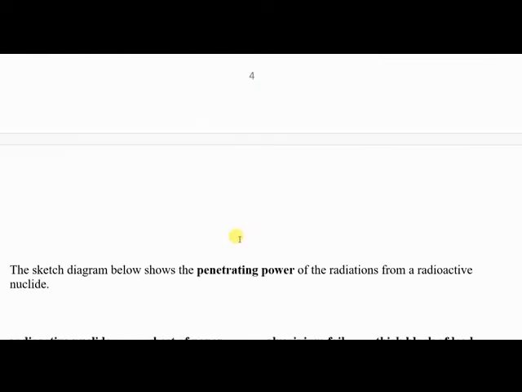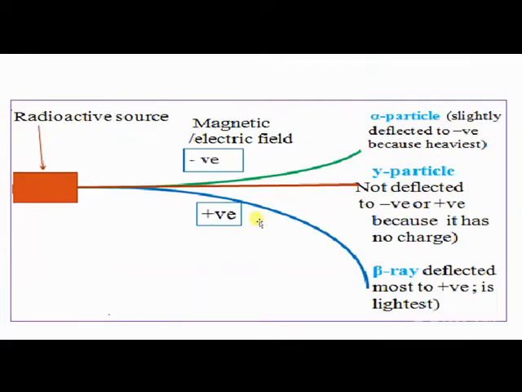So let us look at this diagram here. Now this is a radioactive source which is giving the 3 radiations: gamma, alpha, and beta. The one that is positively charged is alpha, right? The green one. So it will deflect towards the negative because it is positively charged. So that is important for you to note.